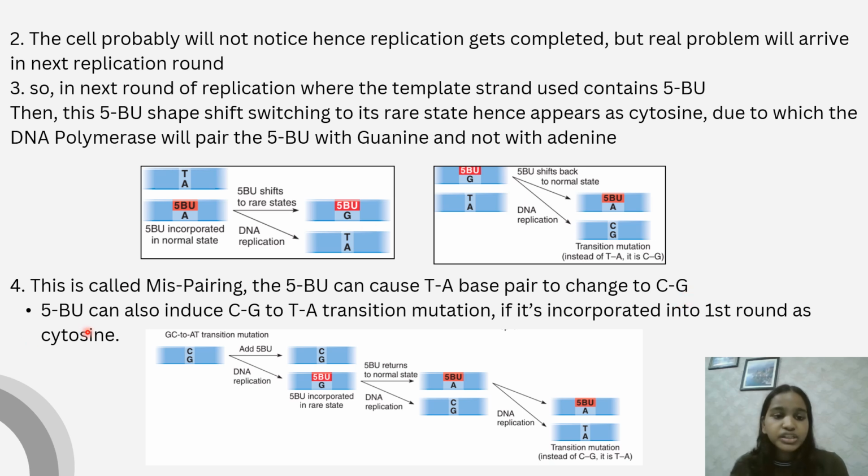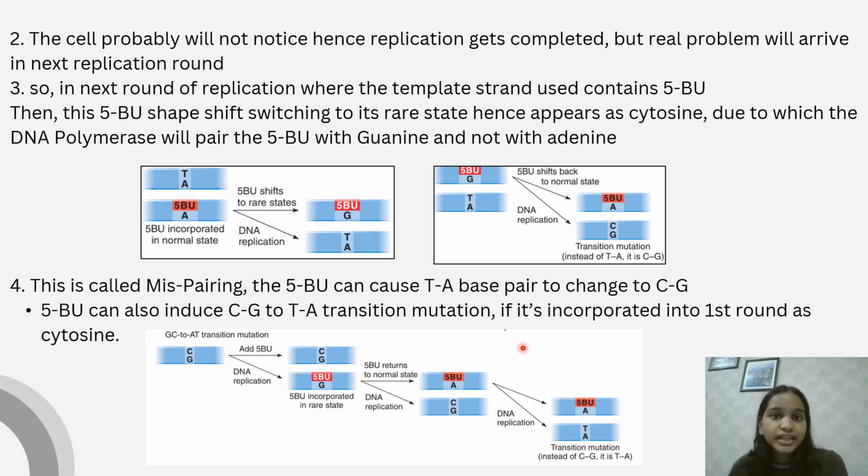So 5-bromouracil can also induce a CG base pair to change into a TA base pair, causing transition mutation that way, if it gets incorporated in the first round in place of cytosine and pairs with guanine. So this is how two types of transition mutation can occur by a single base.